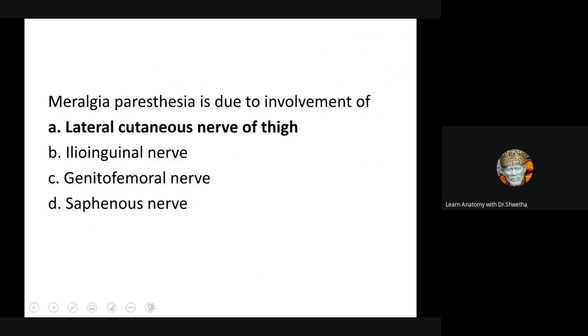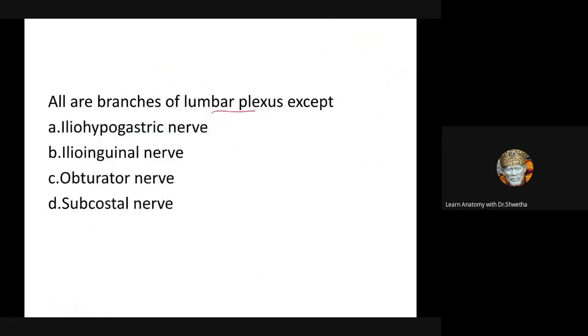Okay. All are the branches of lumbar plexus except iliohypogastric, ilioinguinal, obturator, subcostal. Subcostal. Very good. Subcostal nerve, it is a branch of T12. Okay, it is not a lumbar plexus branch. That is why the answer is subcostal.